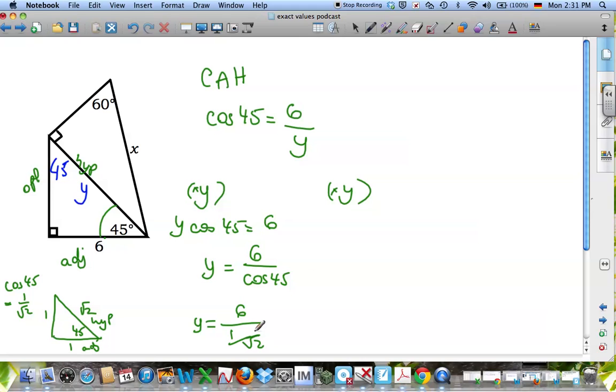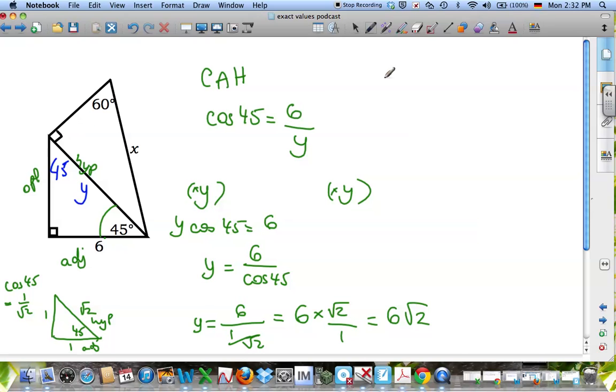Okay, now probably not very nice to have fraction over fraction. No. Nice if we can simplify that a little bit. So we need to remember that dividing by a fraction means you multiply by the reciprocal. The reciprocal of 1 over root 2 is root 2 over 1. So this simplifies to 6 root 2. Good. So that's the exact value of y.